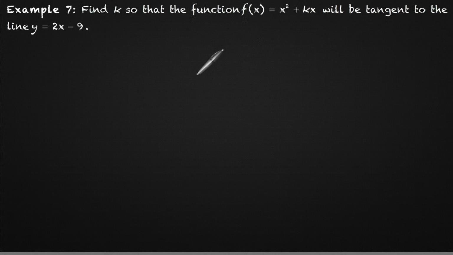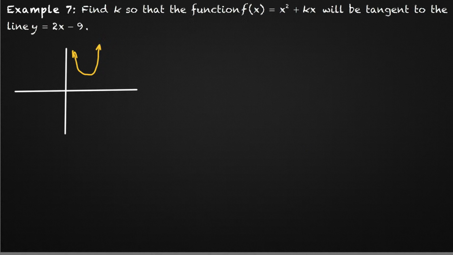Okay, number 7 is a complex problem. It says find the value of k so that the function x squared plus kx will be tangent to the line y equals 2x minus 9. Perhaps a visual representation of this would be helpful. Let's say we have some parabola, and let's say it looks like this. And then we have some other line, y equals 2x minus 9, that let's say, is tangent to the curve. So it looks like this. The question we want to ask is, what value of k will create this situation where this line is tangent to this particular parabola?